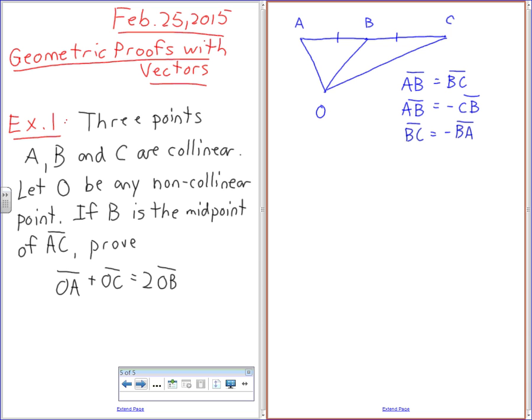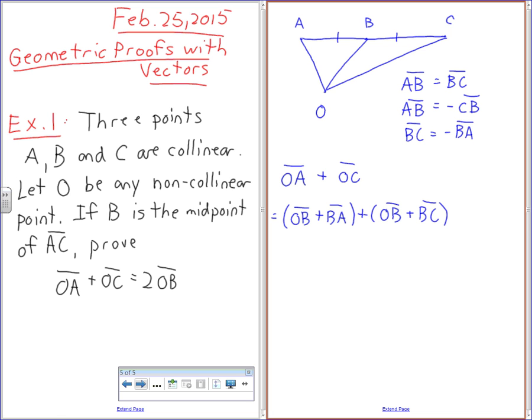Can I get somebody to tell me how they got started? Raul, go ahead. I changed OA to OB plus BA, and changed OC to OB plus BC. Okay, I'm going to write out the proof again, so OA plus OC. You said OA was OB plus BA, and OC was OB plus BC, is that right? Excellent, wonderful, tremendous.